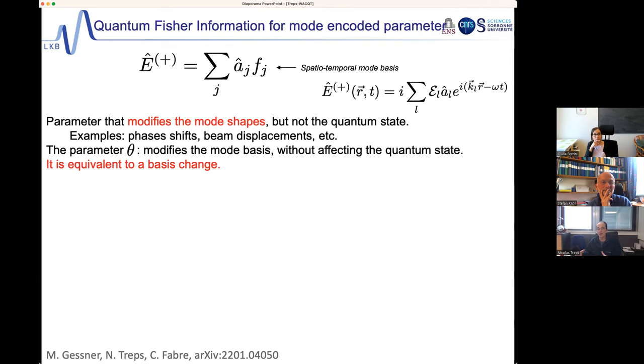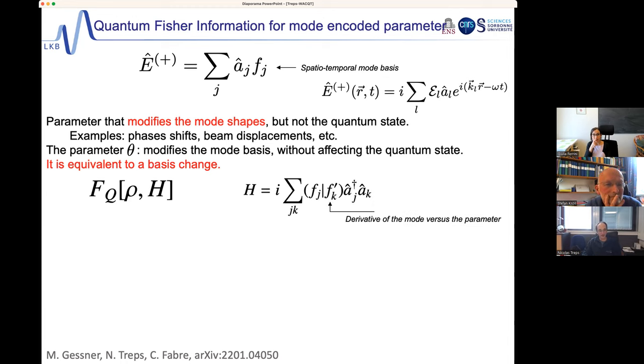So a phase shift changes the classical phase. A displacement changes the position of your classical beam. So this is what we call a mode-coded parameter. What the parameter does is a basis change. It's changing the shape of your modes. And in that case, you can find that the Hamiltonian that induces your transformation is simply a basis change Hamiltonian.